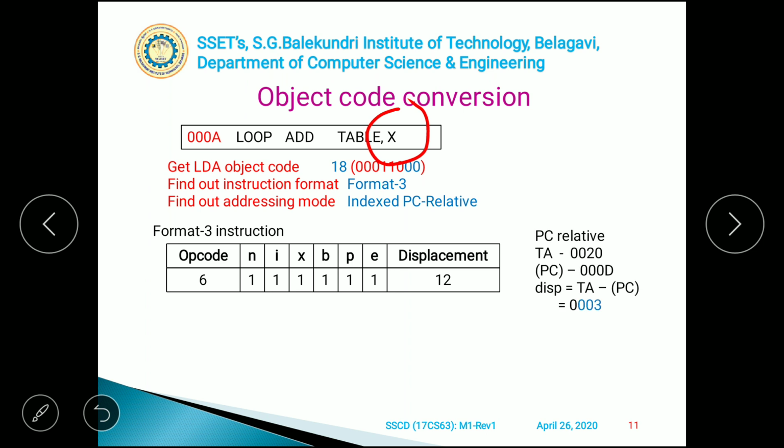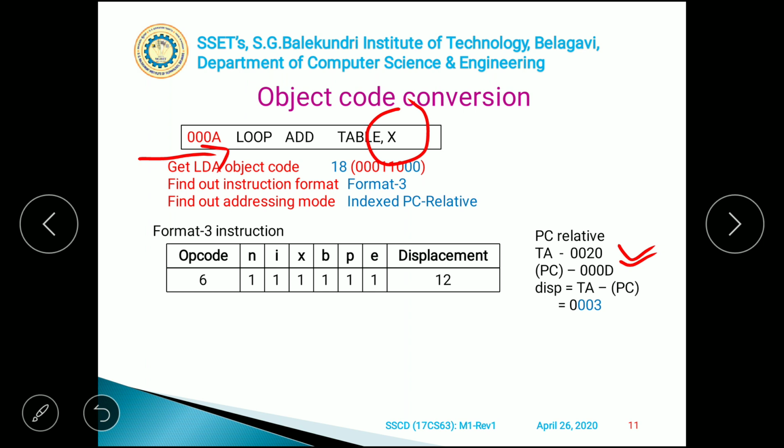And now in this case, whenever it's a PC relative, you have to calculate the displacement. Generally you have to calculate the target address, but the target address and the address of the next instruction to be executed is known to you, that is PC. Please go back to the slide where the instruction after LOOP ADD had a next instruction, and that address was 000D. So that is your PC address. That's what we have taken. PC is 00D, and the table is at memory location 20.